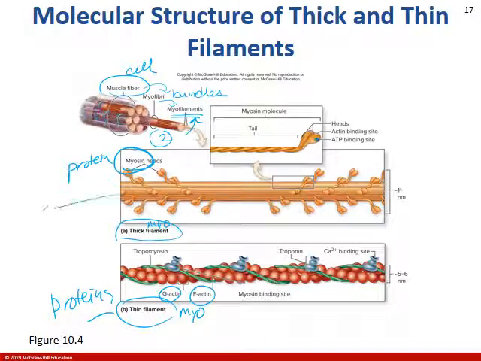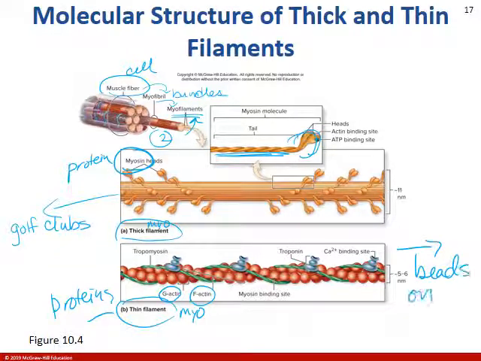Sometimes people will refer to the thick as golf clubs. They have a long tail and a nice head structure. For thin myofilaments, some people say this is beads on a string. You cannot see the F-actin, which is a fibrous protein, and G-actin is a globular protein. So think of beads that are strung on a string. You can't see the string, but the string is still there.